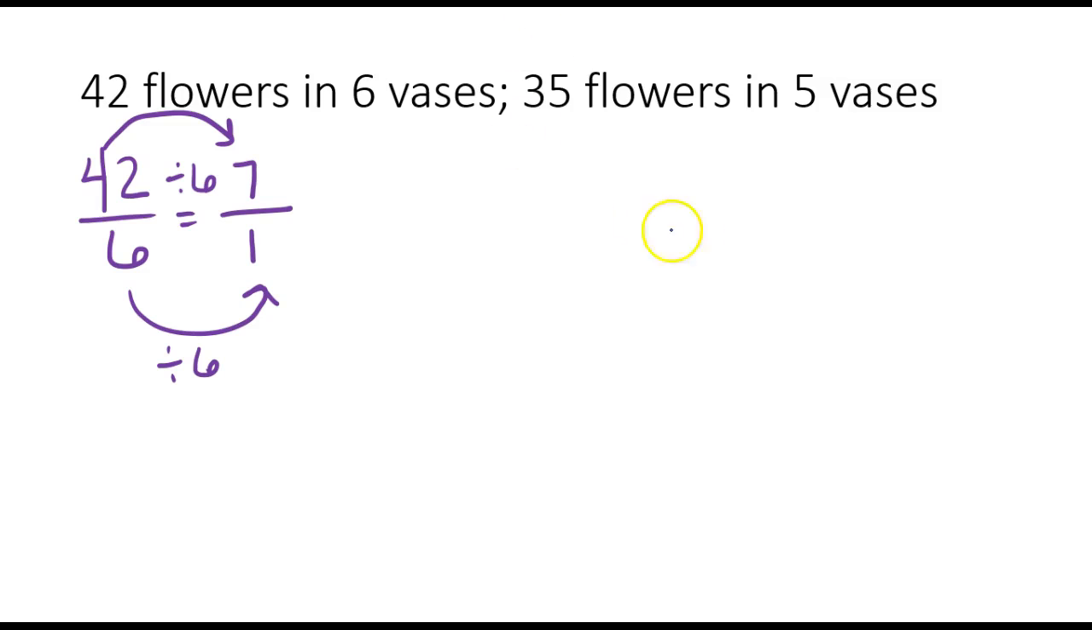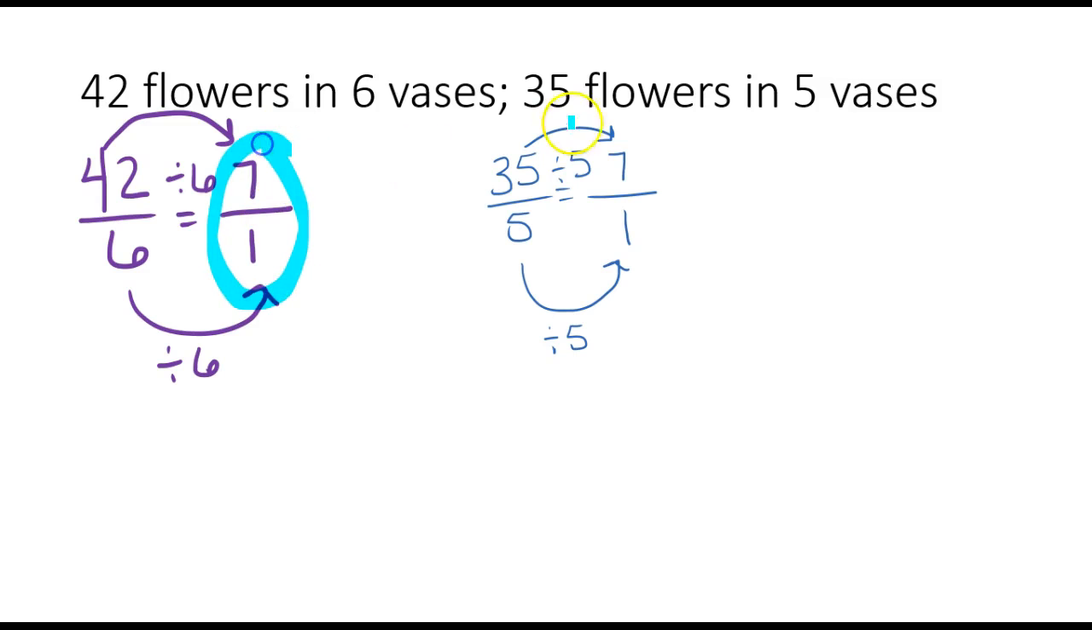Now let's take the 35 flowers and 5 vases. So I'm going to do 35 over 5 equals something over 1. Again, it gets smaller, so I'm dividing by 5, and we get 7. So I'm going to look at this one, and I want to look at this. Guess what? They're the same. Since they are the same, we have completely lucked out, because that means they are equivalent ratios. So this is a yes.